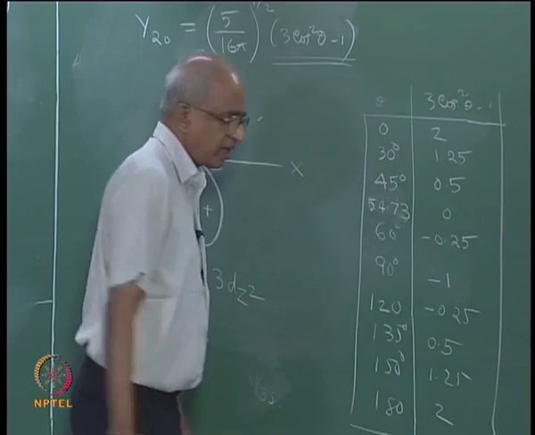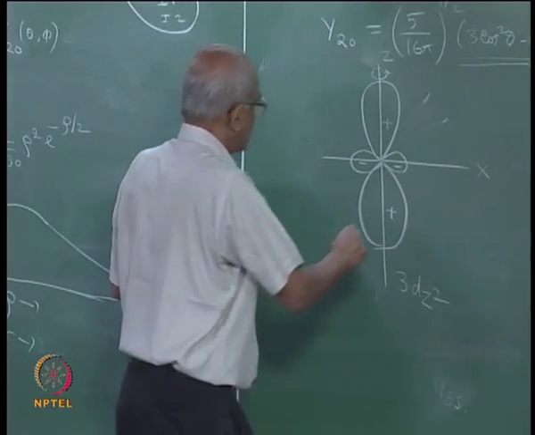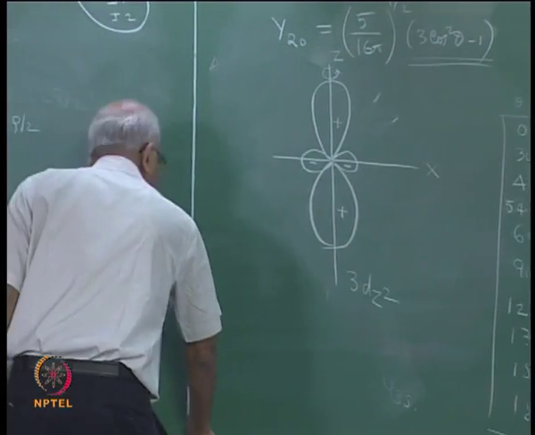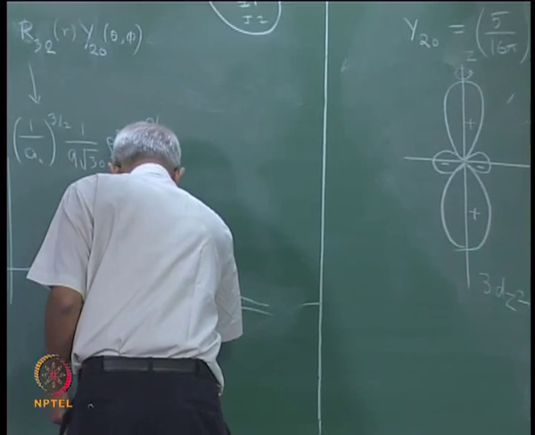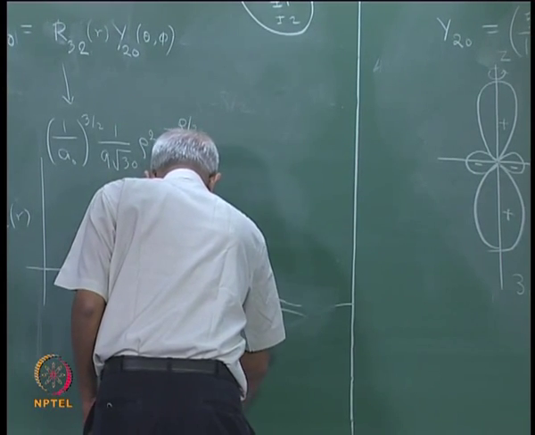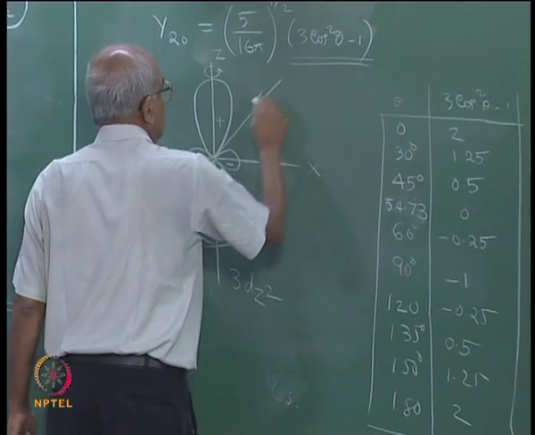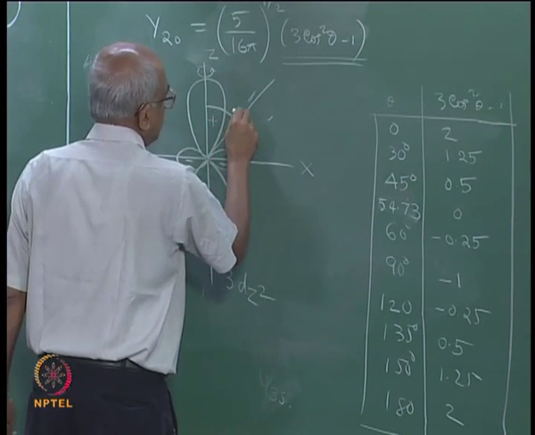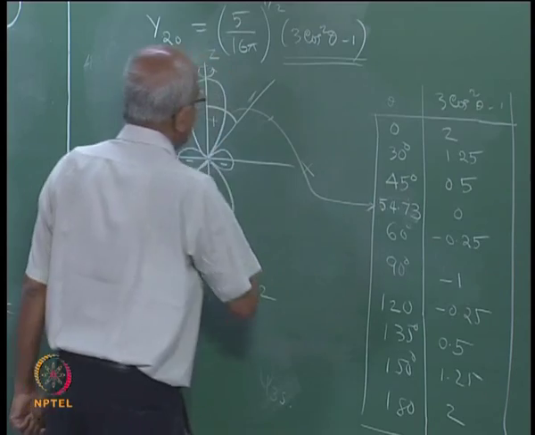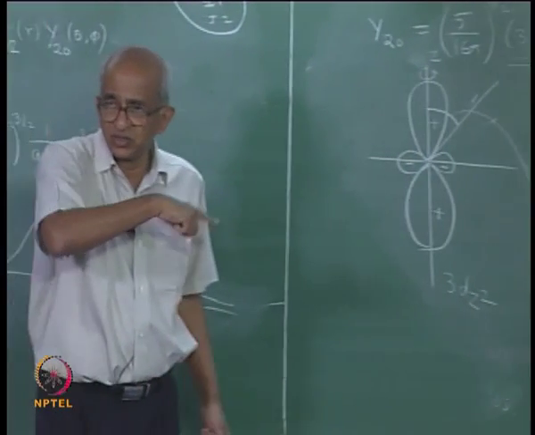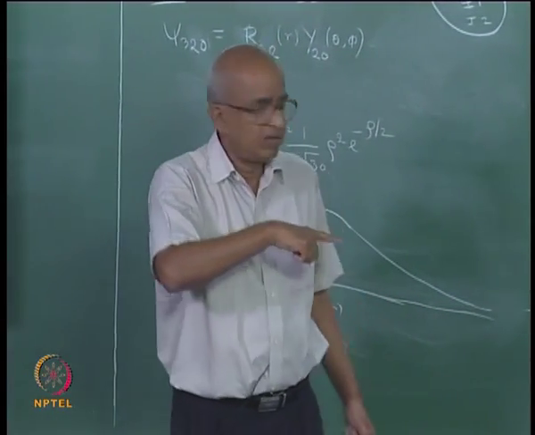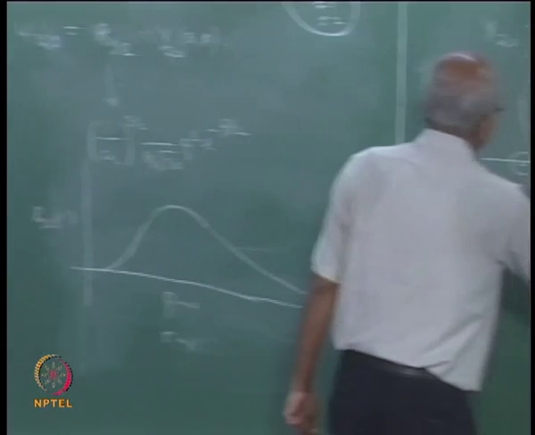You will find that the value of the function is 0. So, if you marked that direction in this figure, what you are going to get is a line, along this line such that this angle is equal to 54.73, the value of the function is 0, and similarly along this direction.